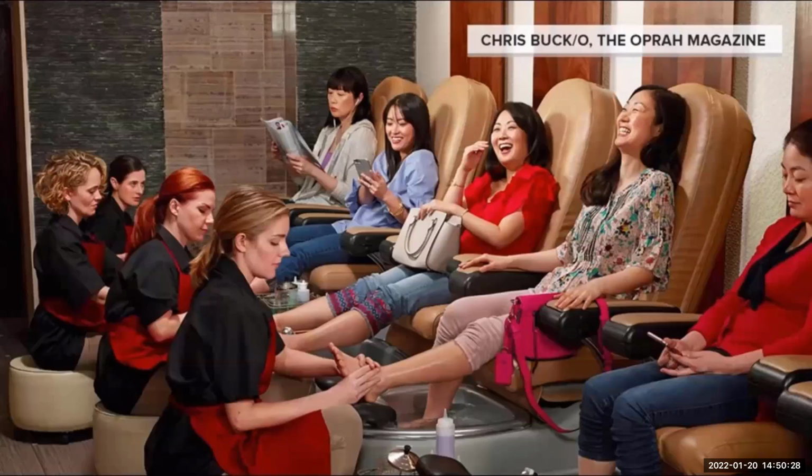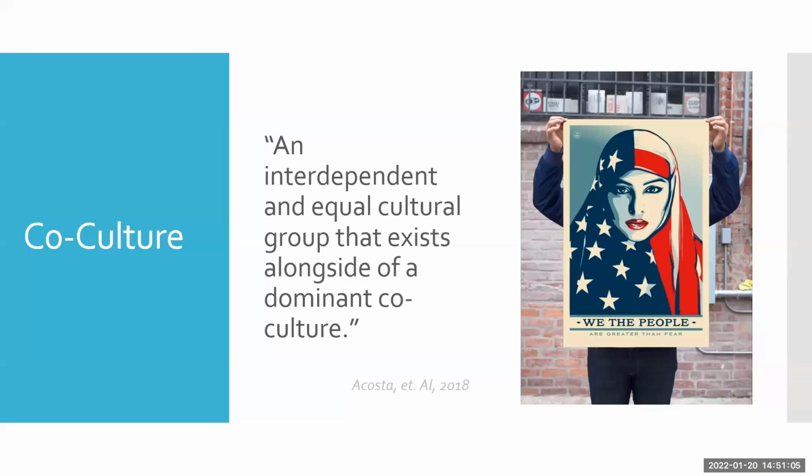A few years ago, Oprah magazine had this photo essay competition, and the winner was Chris Book, who created this photo essay that's brilliant to discuss racism in America. Along with this idea of dominant culture comes the term co-culture. So co-culture is an interdependent and equal cultural group that exists alongside a dominant culture.